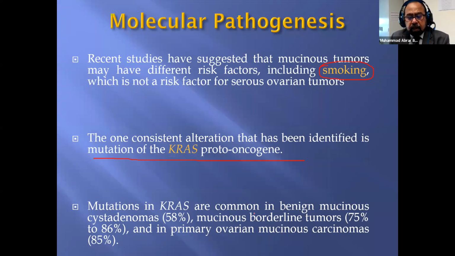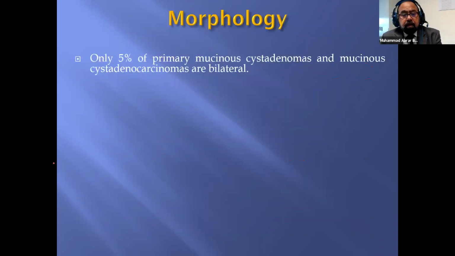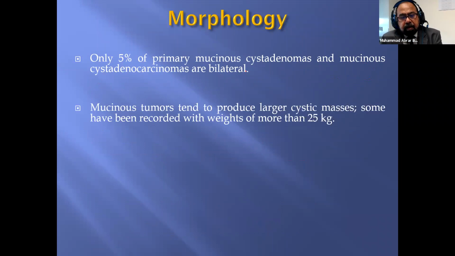Now, mutation of KRAS is common in a benign mucinous cystadenoma, 55%. In mucinous borderline tumors it is 75% to 86%, and in a primary mucinous carcinoma, it's 85% that you see a mutation in KRAS. Now, about 5% of the primary mucinous adenomas and mucinous cystadenocarcinomas are bilateral, meaning the majority are unilateral, only one side, and only 5% show bilaterality. So when you see bilateral mucinous, the first thing that comes to your mind is that you are dealing with the malignant one.